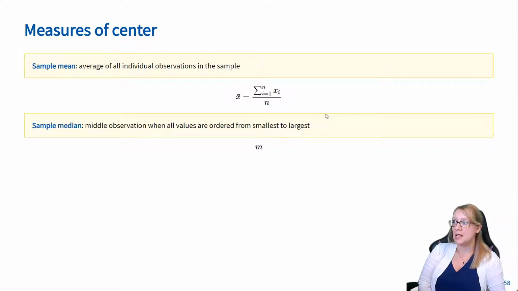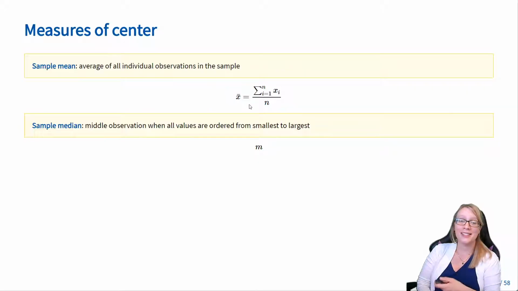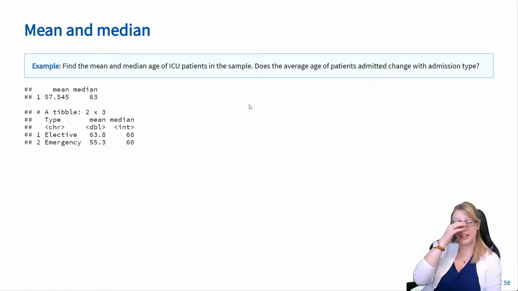So for example, the sample mean is just the average of all individual observations in the sample. So we take our observations for the variable, add them all up, divide by the number of observations. In this class, we'll denote that sample mean with an X bar. Another useful measure of center for us when we're describing a variable is the median. Take all the observations, order them from smallest to largest, pick out the middle. There's the median. So for example, let's find the mean and median age of ICU patients in this sample.